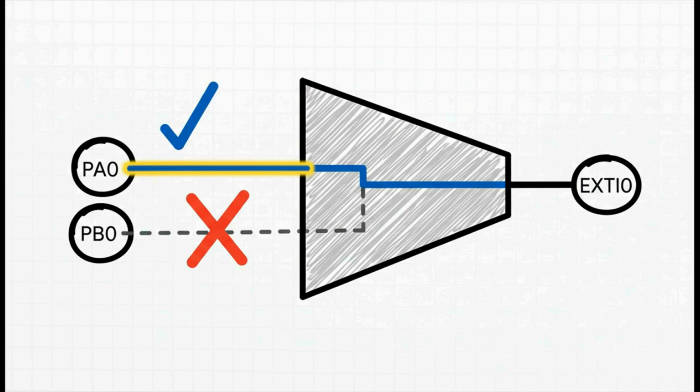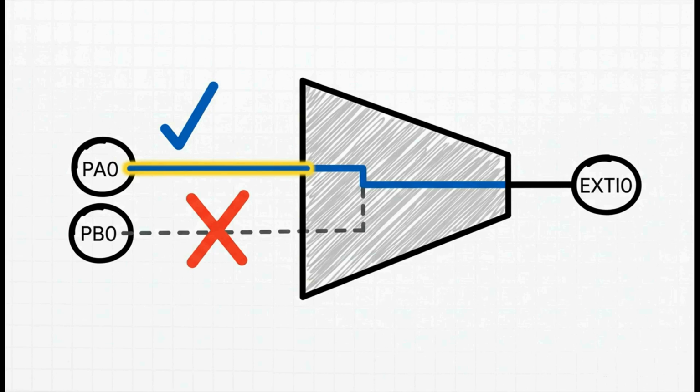Now, here is a hardware rule that trips up so many people. That SYSCFG, it works like a multiplexer. There's only one EXTI line for each pin number. So you have an EXTI line 0, an EXTI line 1, and so on. What this means is you can connect pin PA0 to EXTI0, or you can connect pin PB0 to EXTI0. But you cannot, under any circumstances, connect both of them at the same time. You have to pick one.